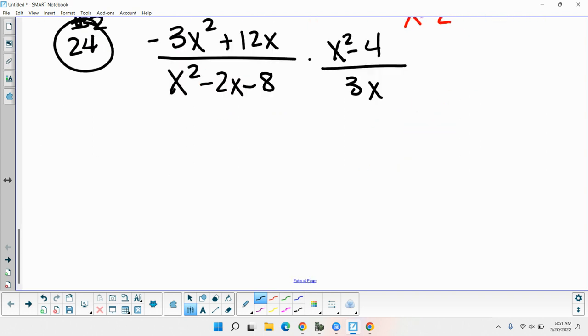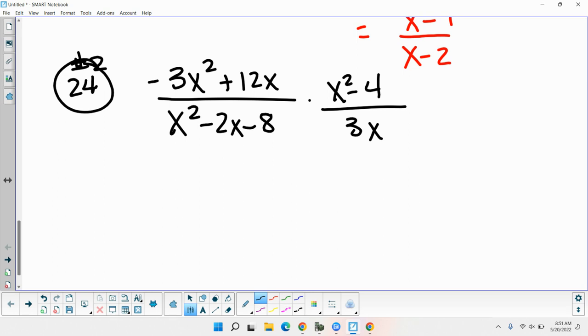Okay, so GCF in the top left. Yeah, since it's negative, I'm going to pull that out. I don't like my x squared to be negative, so I'll pull the negative 3x out. And then what's negative 3x squared divided by negative 3x? X. What's 12x divided by negative 3x? Negative 4.